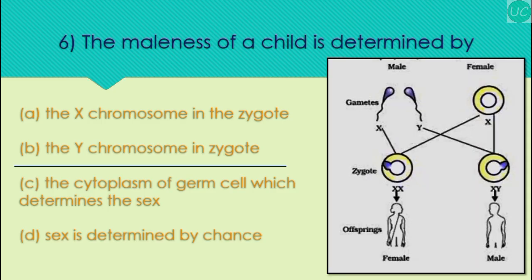zygote. So now we will see from the diagram that from the mother we receive only X chromosome, because mother has X and X chromosome, but the father gives either X chromosome or Y chromosome, and when father's Y chromosome combines with mother's X chromosome, then the child is a male child. But if the father's X chromosome combines with mother's X chromosome, then the child is a female child. So the maleness of a child is determined by the Y chromosome in the zygote.